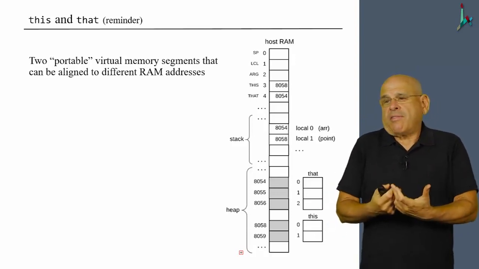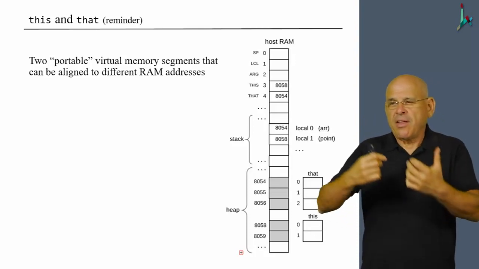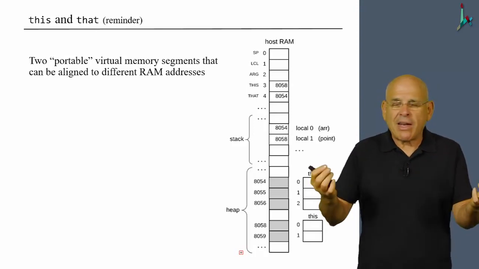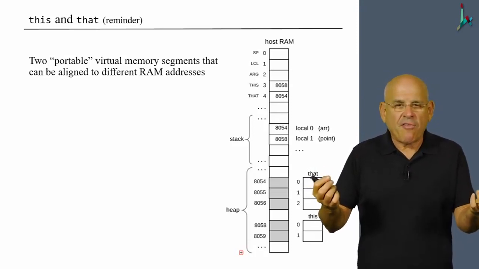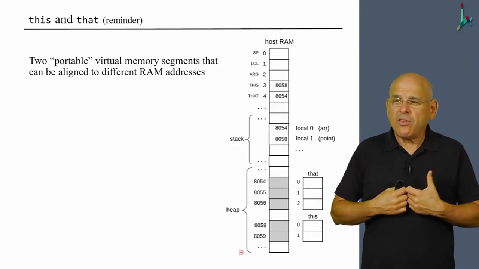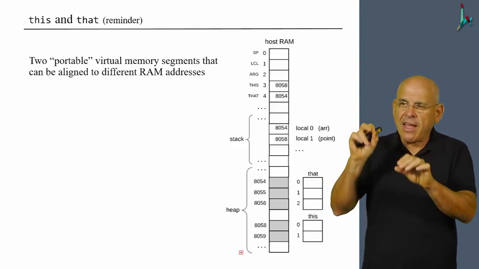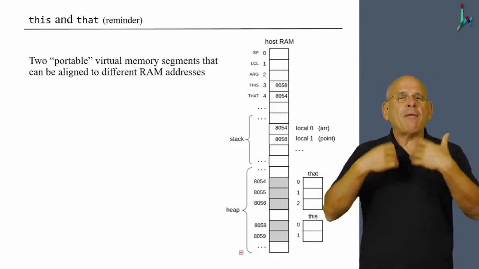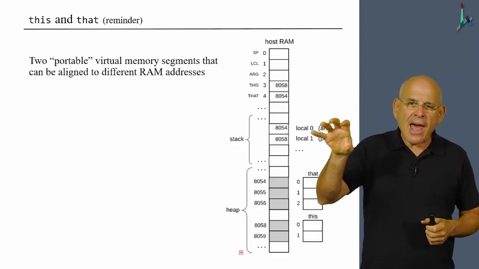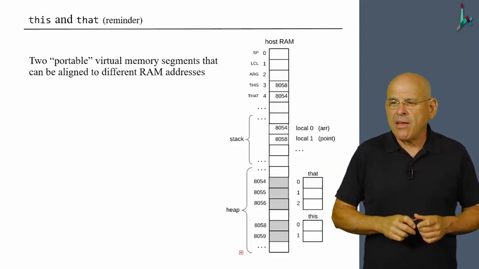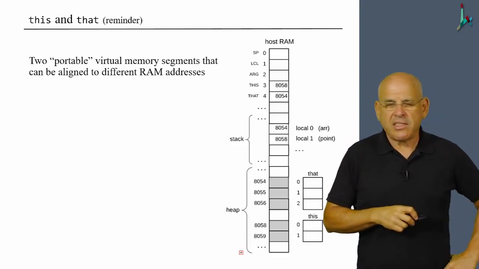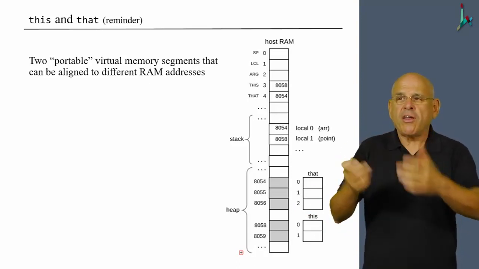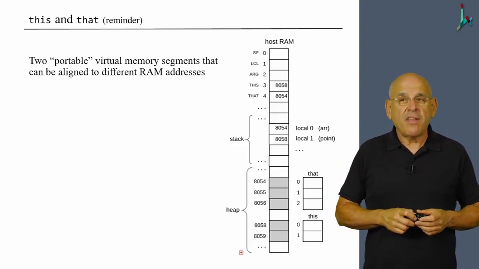And if you want to park or anchor this in a particular location in the RAM, for example, in the arbitrarily chosen address 8058, then as a programmer, what you do is you take this number, 8058, and you put it into the this pointer. Once you do this, the VM implementation is going to align the this virtual segment with address 8058. What about the that segment? It's exactly the same story, only you have to use the that pointer instead of this.